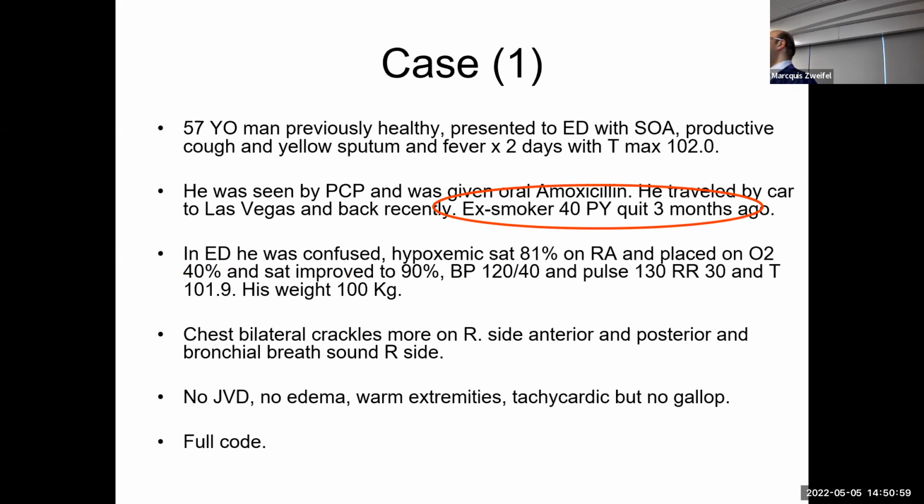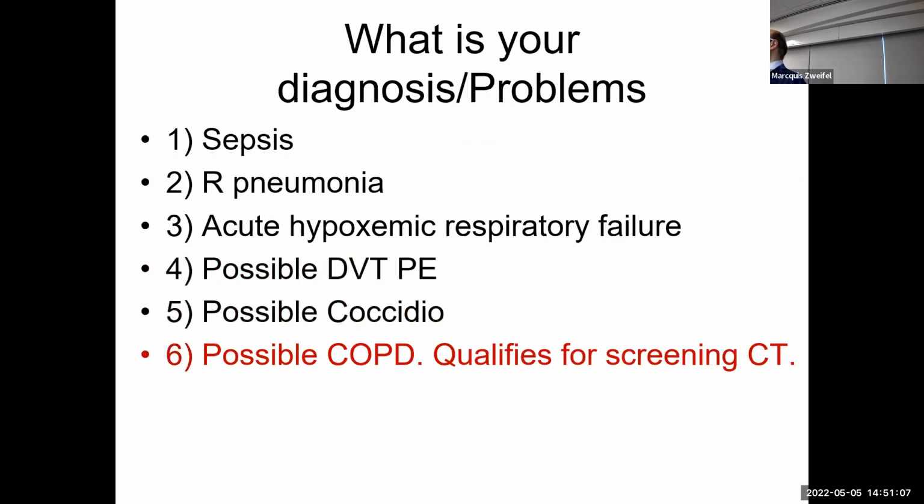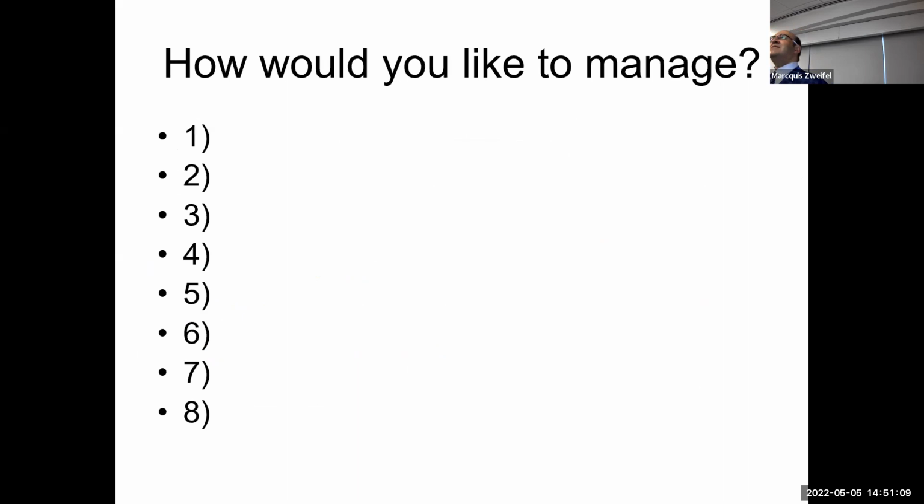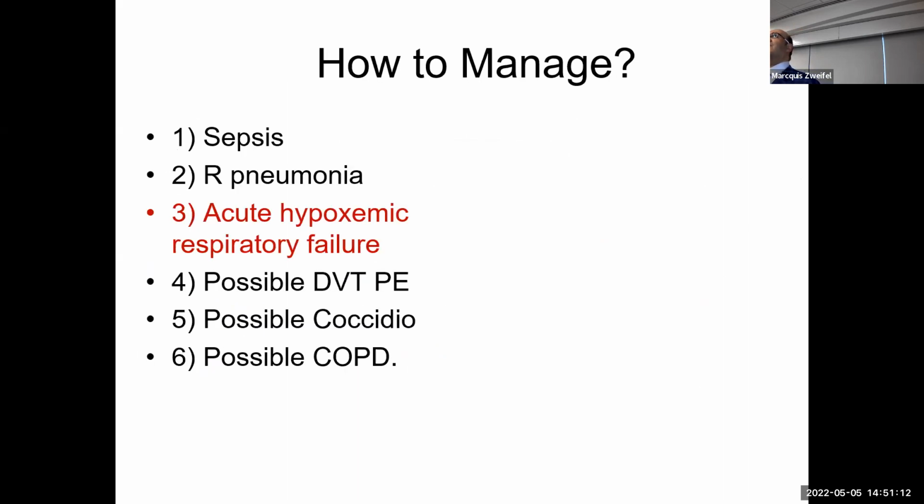Patient has smoking 40-pack year, quit less than 15 years ago. So he's 57. So he's possible COPD, qualifies for screening CT. So how to manage? I would like to start. That's why we identify the problem, so we manage every problem. Let's start with acute hypoxemic respiratory failure management. Remember my DKA case in my year 6 management. So what should you order, including investigations, treatment for this patient?